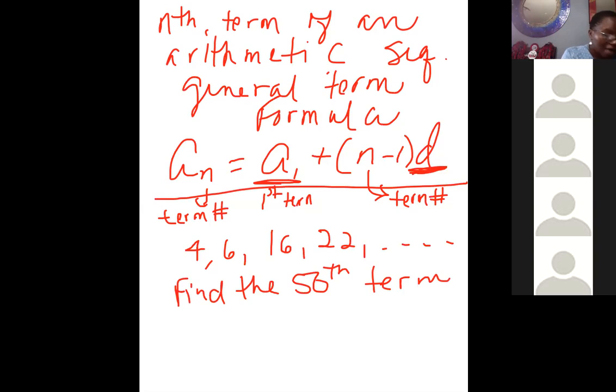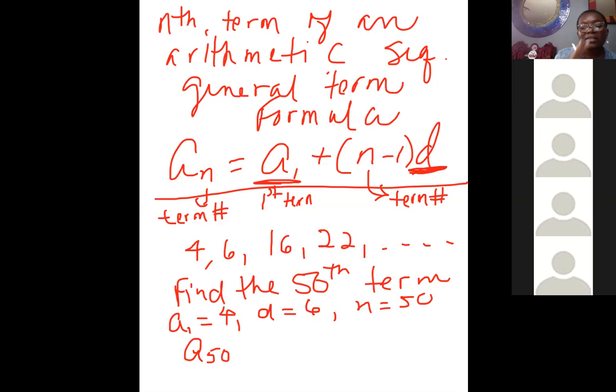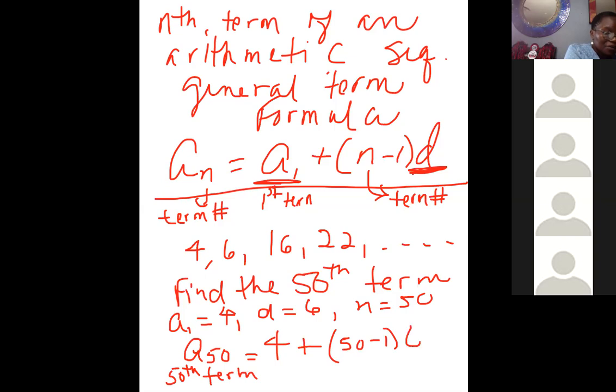So what do we have? We have the first term, a1 is equal to 4. We have the common difference, which is 6. And we have the term we're looking for, which is 50. So we go into the formula: a sub 50, the 50th term in the sequence, will equal the first term, which is 4, plus the term number minus 1 times the common difference, which is 6.